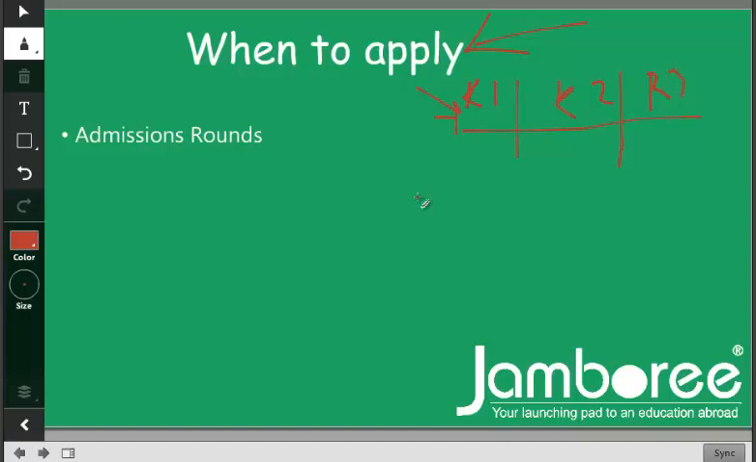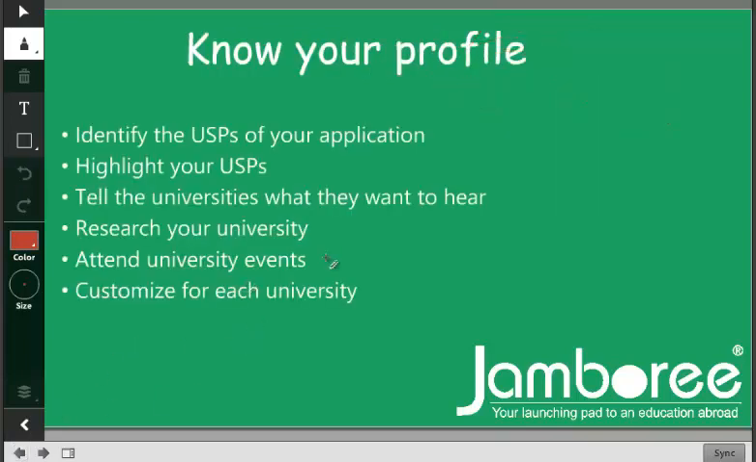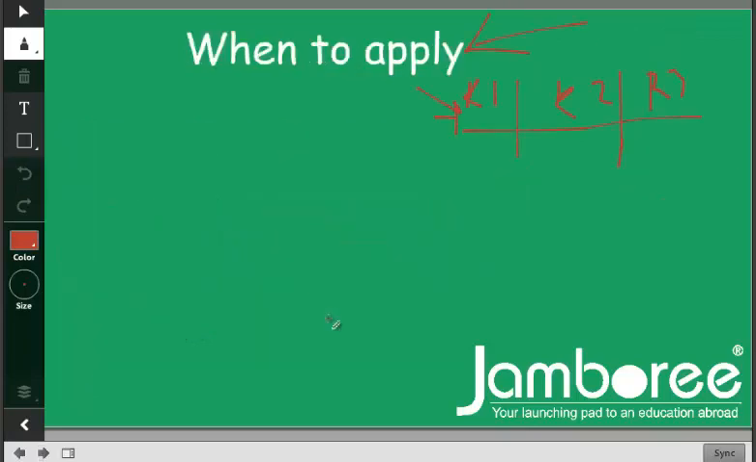However, as I said in my initial slide, if you remember, by attending the university events, if you have been able to build relationships with some of the admissions people, then they might actually give you a reason, like retake your GMAT or apply for a different program. Then they might give you feedback, but usually they don't.